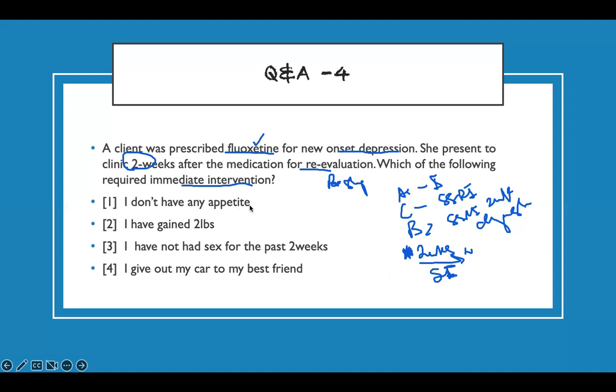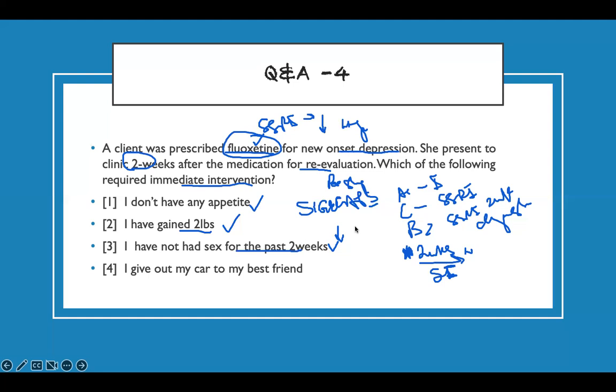I don't have any appetite anymore. Yes, the patient is depressed, because if you write the symptoms of depression, SIGECAPS: sleep, interest, guilt, energy, concentration, appetite, psychomotor retardation, and S is suicide. That is expected. So you have to be sharp about what's not expected. I've gained 2 pounds. Yeah, they gain weight, fine. I have not had sex for the past 2 weeks. Yes, the sex drive goes down. The side effect of an SSRI is what? Decreased libido and weight gain. So that's where that is coming from. This is expected.